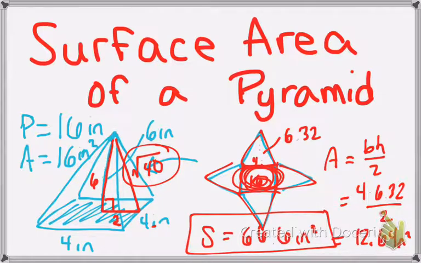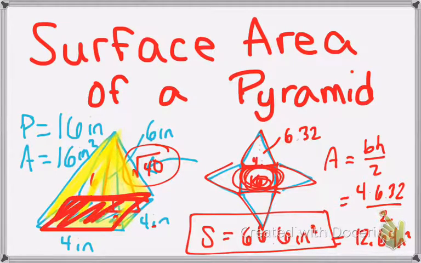Now there's a thing called lateral area and total surface area. The lateral area, just like in a pyramid or in a cylinder, is just the area of all the side faces, and the total surface area means that we're going to include the bottom base.